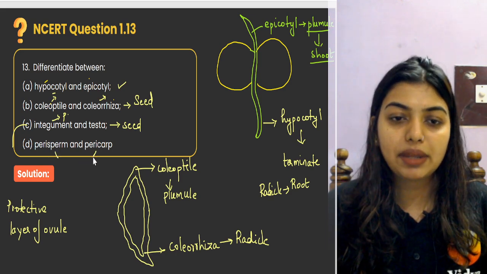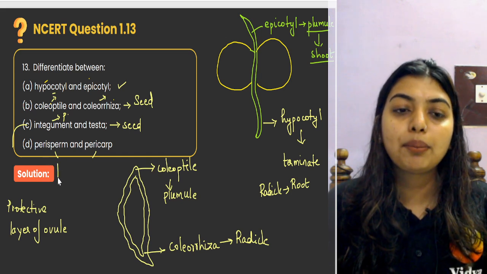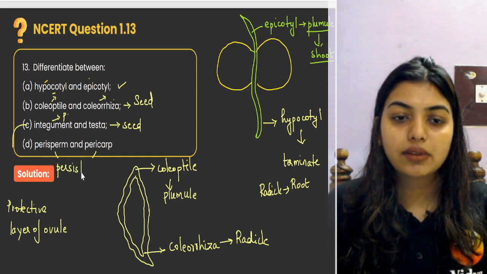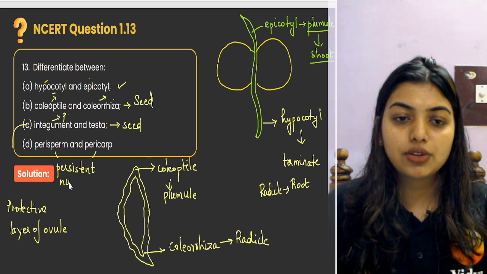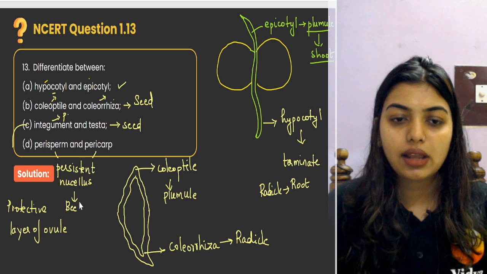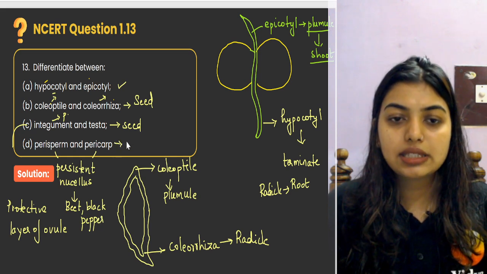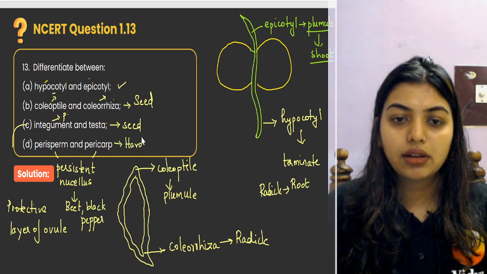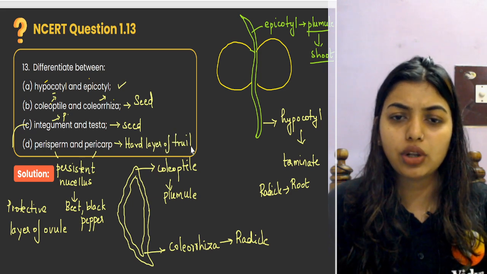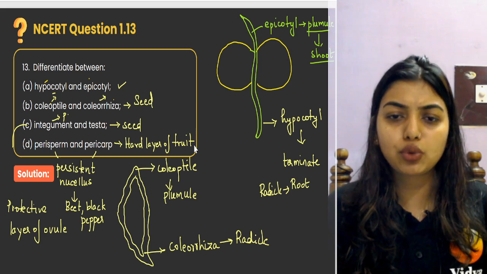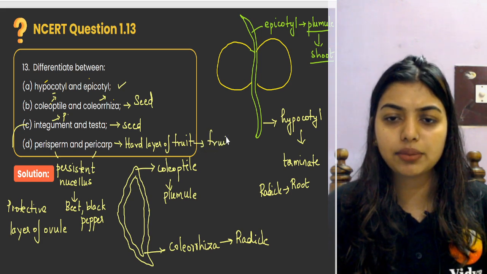Next is perisperm and pericarp. Students, perisperm is a persistent nucellus, which is seen in beet and black pepper. Pericarp is the hard layer of the fruit. Hard layer, or we can tell fruit wall. The ovary wall will become fruit wall, so that fruit wall is called as your pericarp. To protect the fruit, no? The fruit wall is called the pericarp.